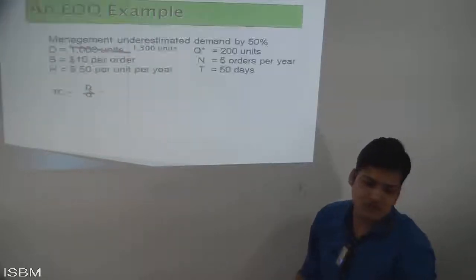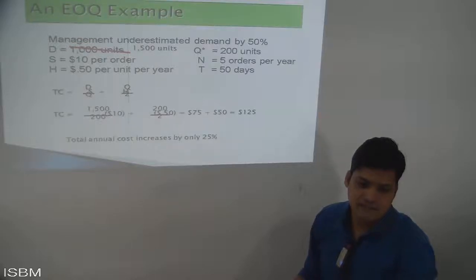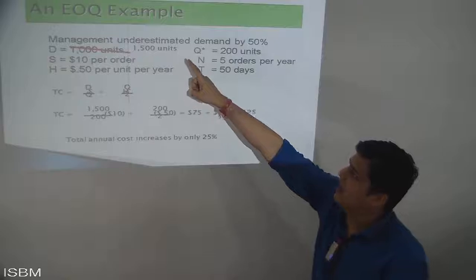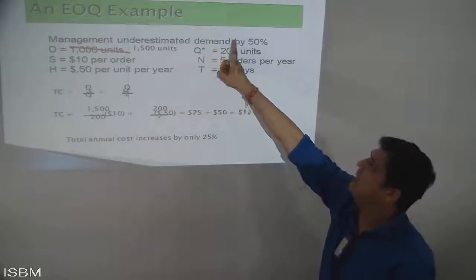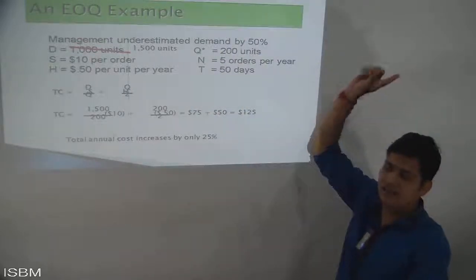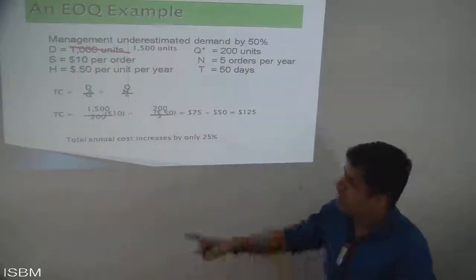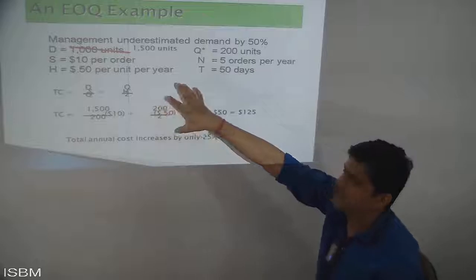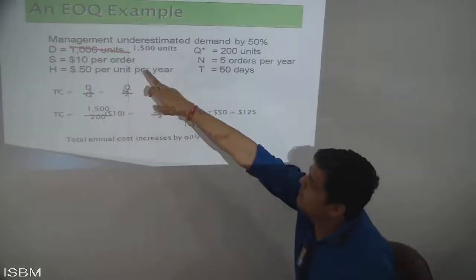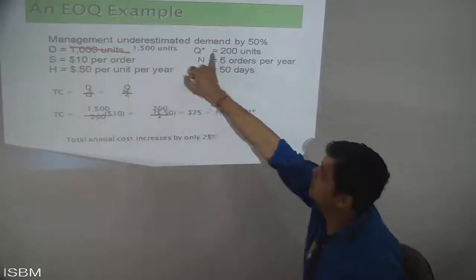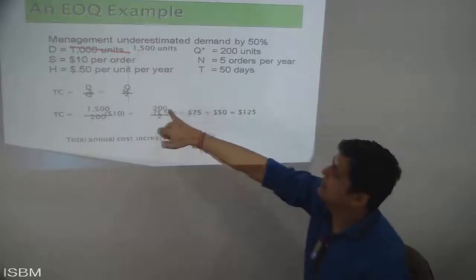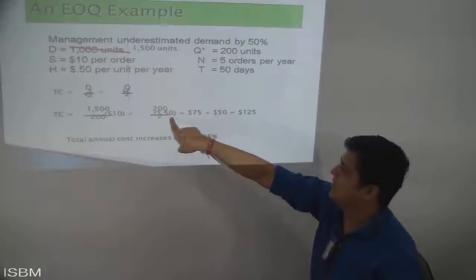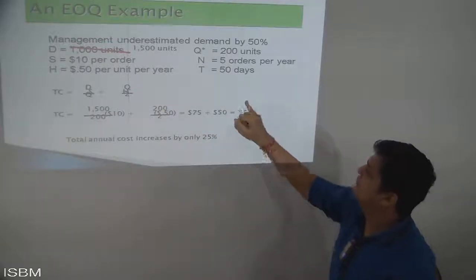So EOQ is a robust model. What you have seen is 125. If the management considers non-deterministic demand increasing by 50%, then you have to calculate the total cost. The formula is the same, D by Q into H, Q by 2 into H. In the place of 1000 we are putting 1500. Q is the same, 200. Q by 2 into H is 0.50, the same. So now it is 125.